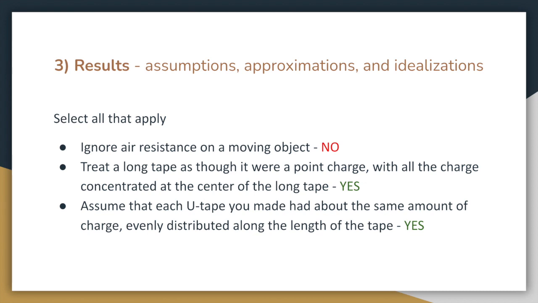As for these assumptions, the first one does not apply, as tape B is static once it floats, so air resistance on a moving object is irrelevant to this lab. The second assumption does apply, as this is exactly what we did for both tape A and tape B to calculate the force between them and the electric field due to tape A on tape B. The third assumption also applies, as we did assume that the charges on the two tapes were the same. We could reasonably assume this since the two tapes were charged in exactly the same manner.